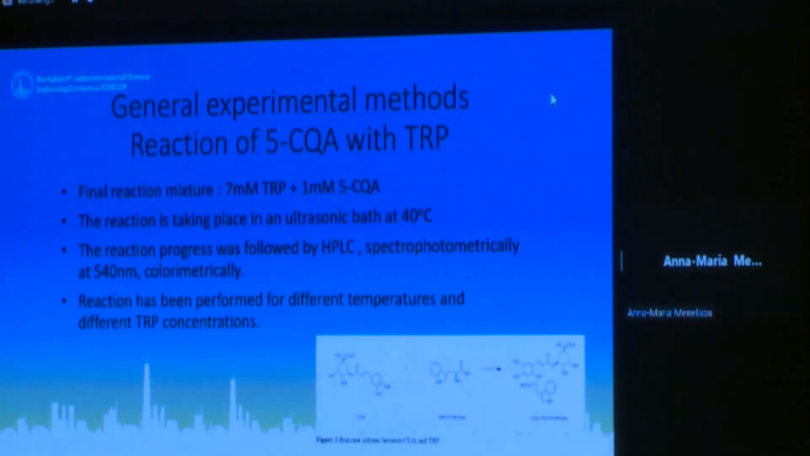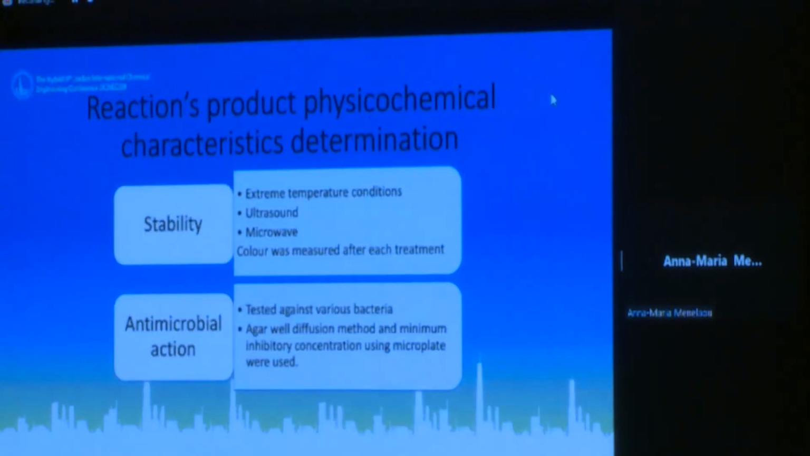The reaction mixture was placed in an ultrasonic bath at 40 Celsius, while samples were analyzed by UV spectroscopy and HPLC for 8.5 hours at regular intervals. The reaction was also performed at 63 and 73 Celsius. Different TRP concentrations were also tested in order to investigate the effect of TRP concentration on the kinetics. The product of the reaction was freeze-dried and a red powder was collected.